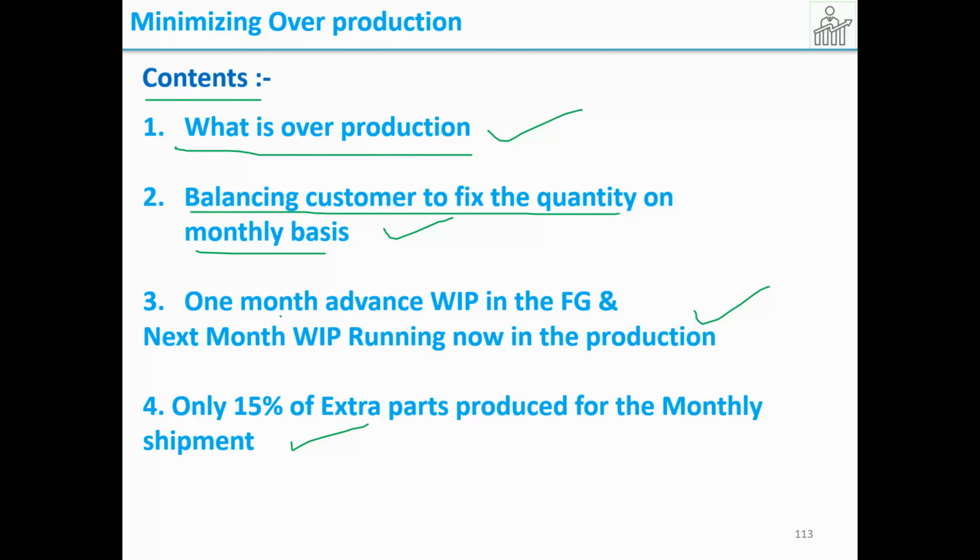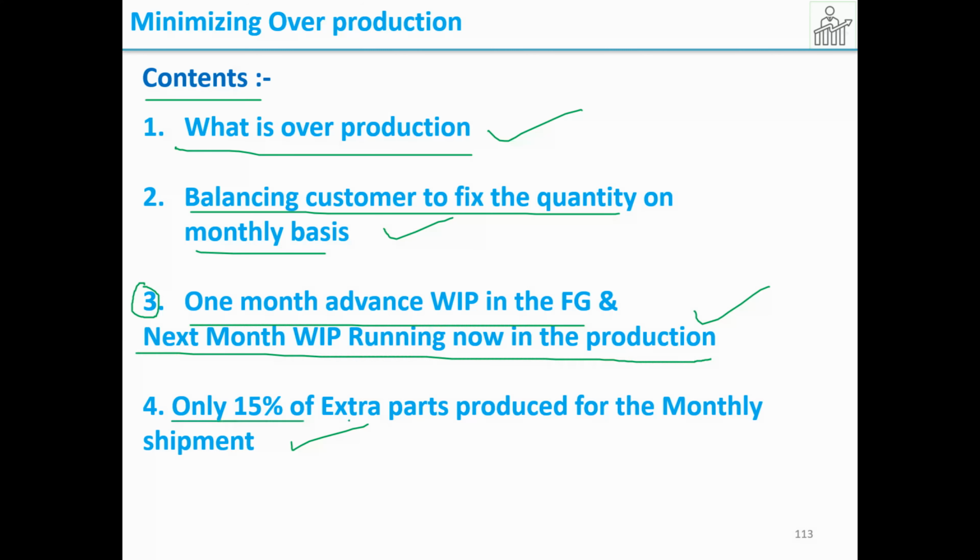Second one is 1 month advance WIP should be in the FG. Instead of producing overproduction and storing it in the finished goods department, we can have only 1 month safety stock in the FG, and the next month's shipment shall be running right now. So this point is possible only if the customer agrees to give the equal quantity every month for shipment. So 1 month advance WIP in the FG and next month WIP running now in the production.